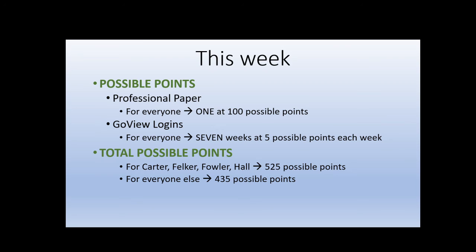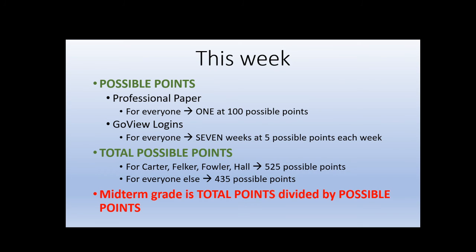If you're anybody other than those 4, you didn't have as much opportunity to get points because you're missing 100 points for a team lead, but you've had an extra 10 points for the topic recap. So you could have had a possible 435 points. Your midterm grade is going to be the total number of points that you've attained divided by either 525 for Carter, Felker, Fowler, and Hall, or divided by 435 if you're anybody else.